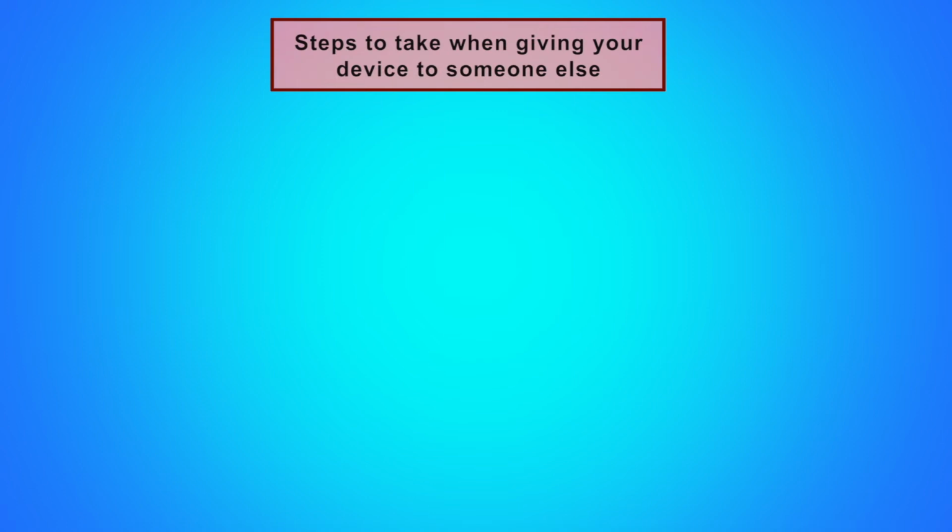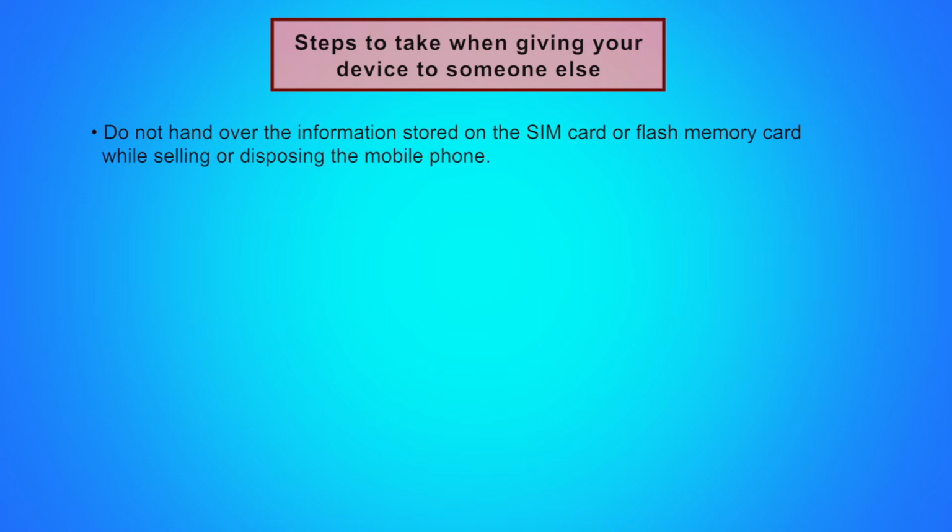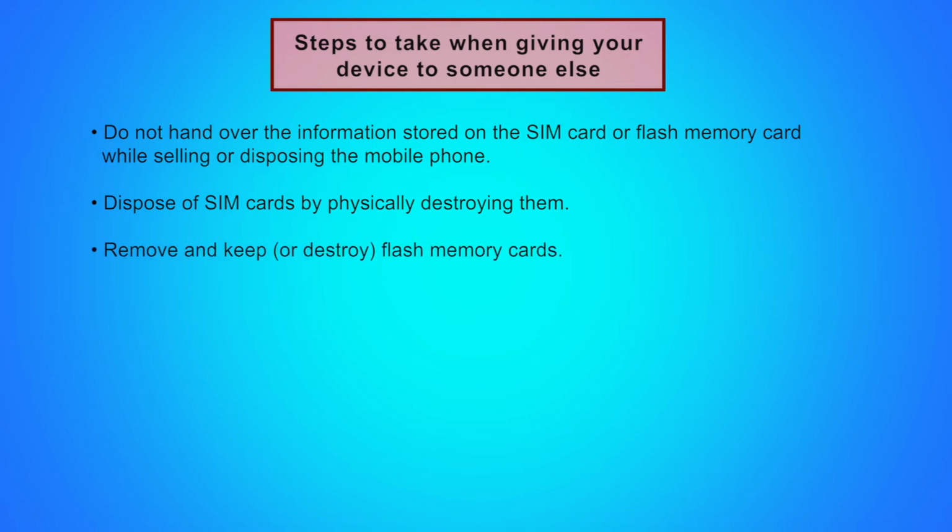Steps to take when giving your device to someone else. When disposing of, giving away or selling a phone, make sure you do not also hand over the information stored on its SIM card or on a flash memory card. These storage devices may contain information even if they are expired or no longer working. Dispose of SIM cards by physically destroying them. Remove and keep or destroy flash memory cards.